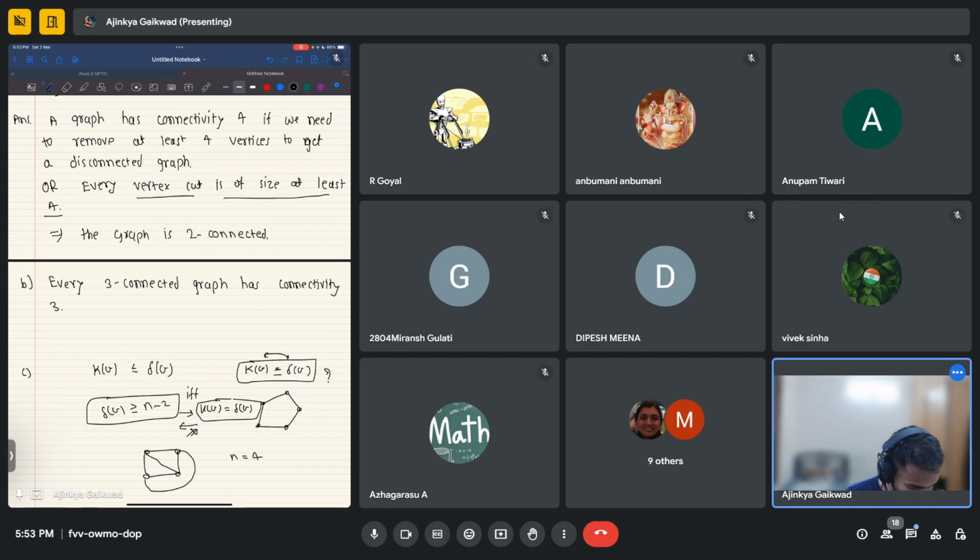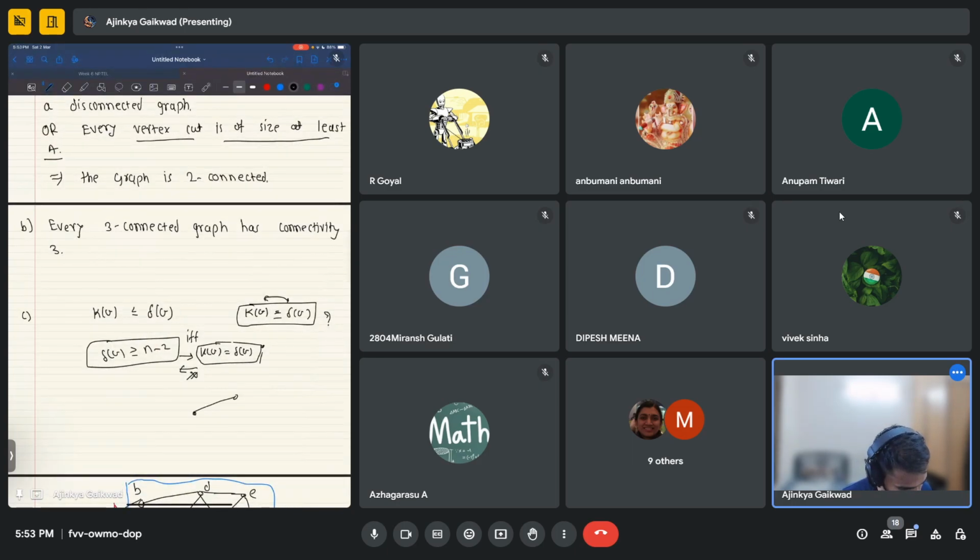So in this case, if k of g is equal to delta of g, does it imply that delta g is at least n minus 2? Answer is no. I can easily construct an example where k of g is equal to delta of g, but delta g is not n minus 2 and in fact very small, right? So for example, let me give you an example. Actually this only will work, but let me take a bigger cycle.